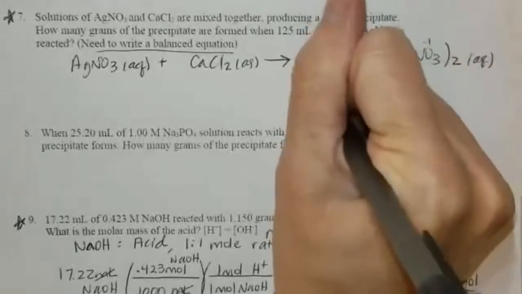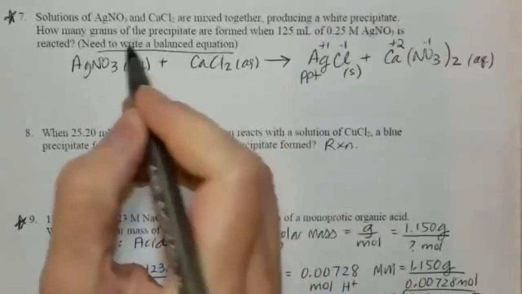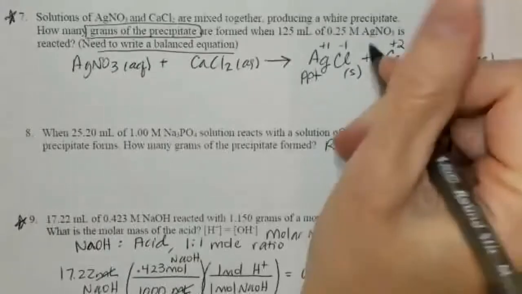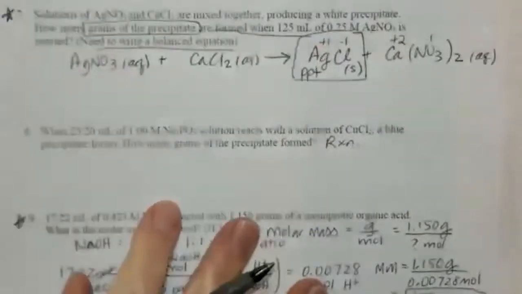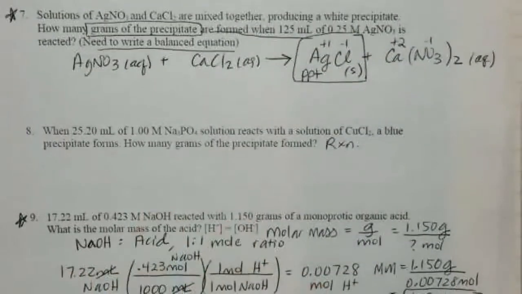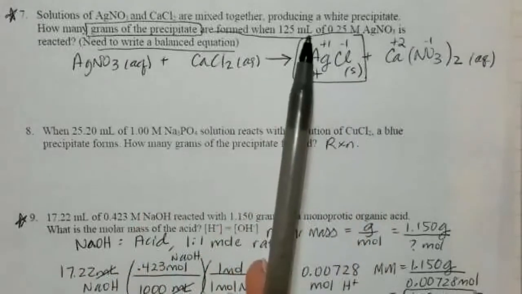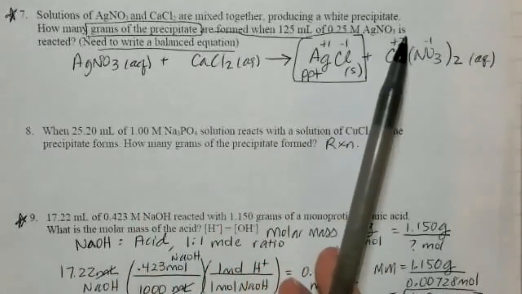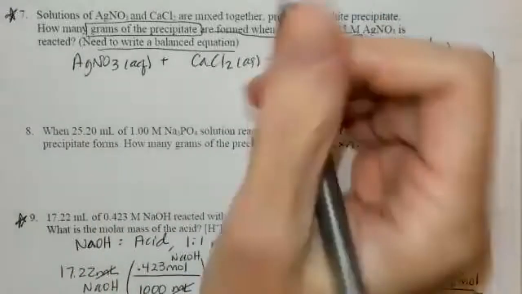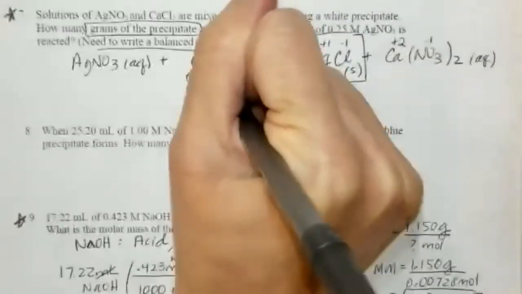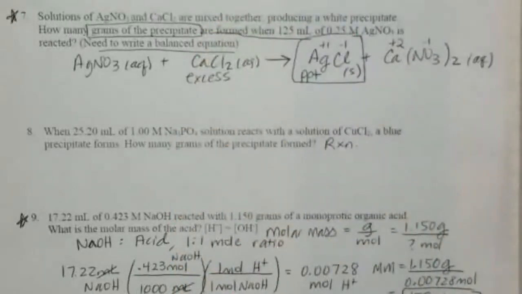So when the question says, how many grams of the precipitate are formed, then now I know that that's what we're looking for. We're looking for the mass of the silver chloride. All right, so it was just sort of embedded here. And I've got 125 mL of a 0.25 molar silver nitrate. The calcium chloride isn't mentioned here, so we're going to assume that this is in excess. We don't have to worry about a limiting reactant problem.